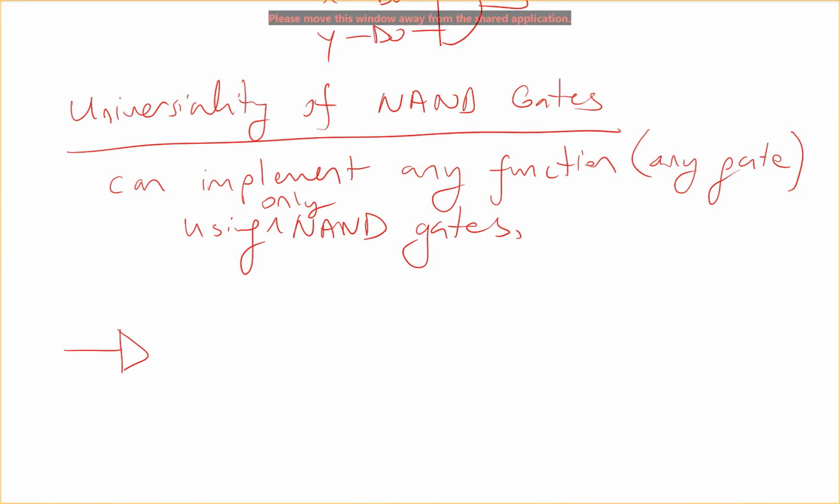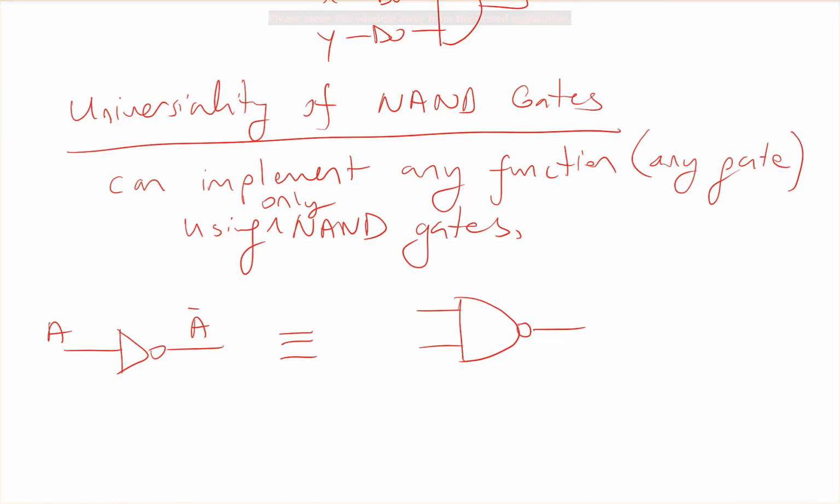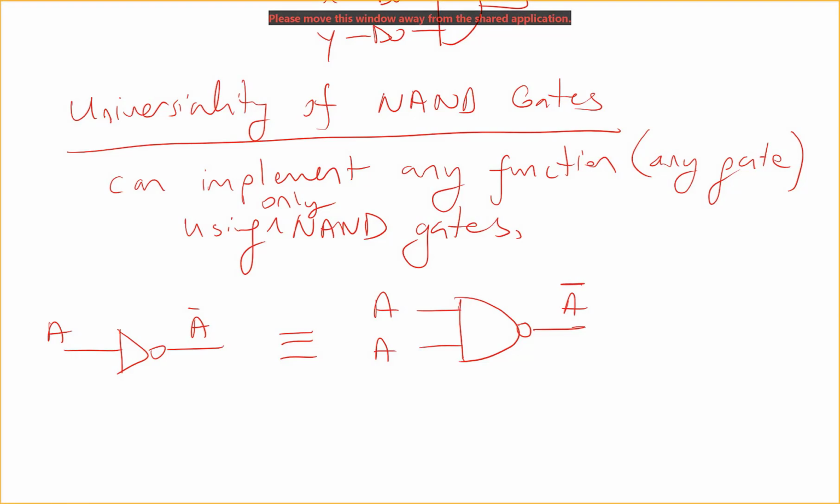This is my NOT gate, and what I am doing here is giving input A and getting NOT of A. I can have the same using the NAND gate. This is my NAND gate, and what I can do here is put A on both inputs, and this will give me A not, right? This is how I can implement a NOT gate using a NAND gate.